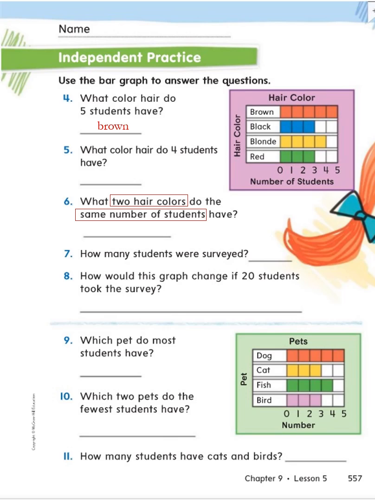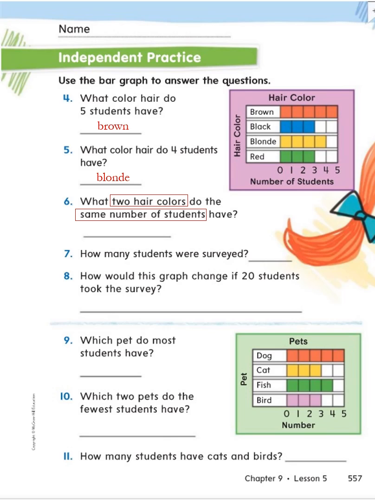So for number 4, did you say brown? I hope so. What did you say for number 5? Good, blonde. And you see that E at the end? This is a trick word. We don't pronounce that E. Okay.